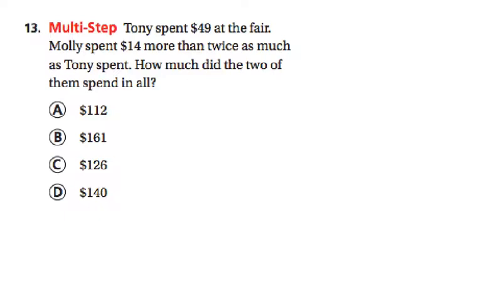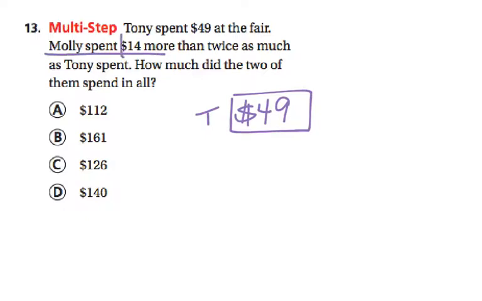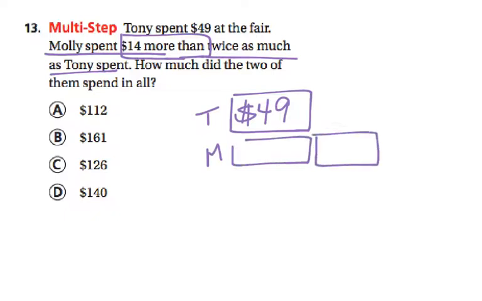Anybody catch that the back page is all multi-step problems? Looks fun, doesn't it? Okay, so in this next problem, it's multi-step, and they tell us that Tony spent $49 at the fair. Okay, so this represents Tony. He spent $49. Then they said Molly spent $14 more than twice as much as Tony. Okay, so Molly spent not only twice as much as Tony, but 14 more than that.